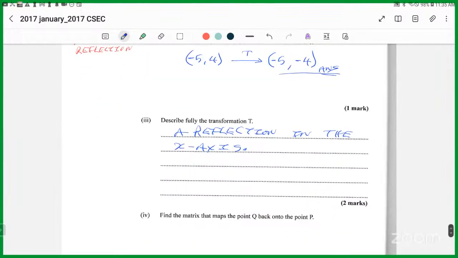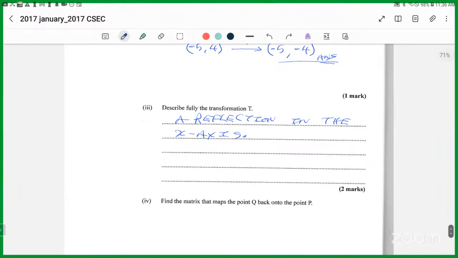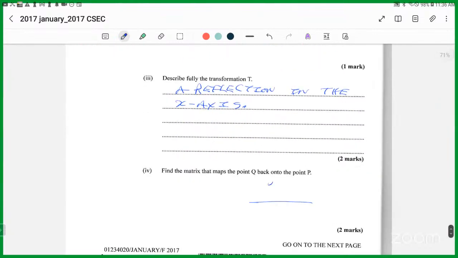Next one says find the matrix which maps Q back to P. A reflection in a line. The inverse of a reflection is to reflect in the same line. Because look, if you have a line here, you have P up here, and you reflect P down to Q here in the x-axis. This is Q, and you want to go from Q back up to P. All you have to do is reflect in the same line. So the matrix is the same reflection matrix because the inverse of a reflection is the same reflection.